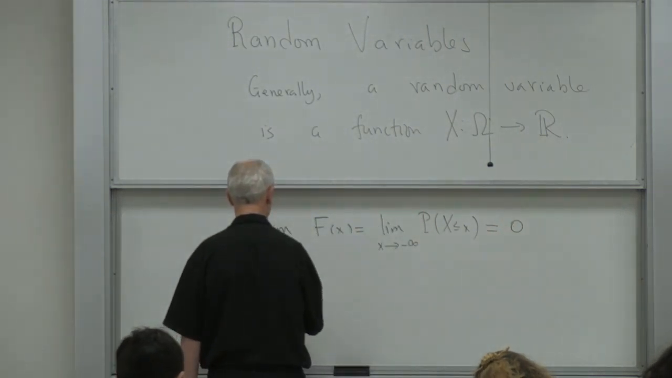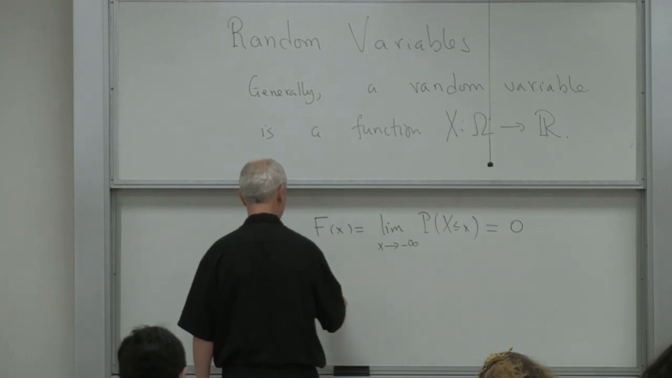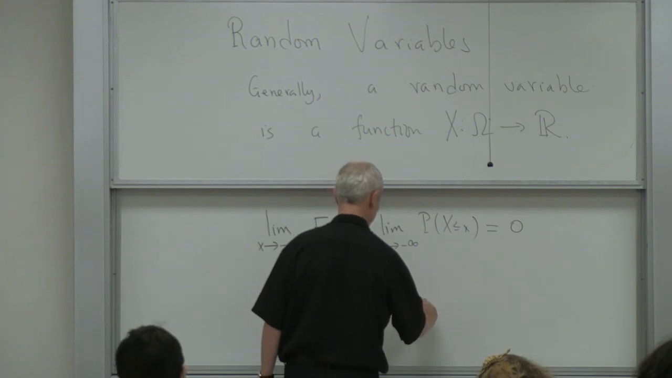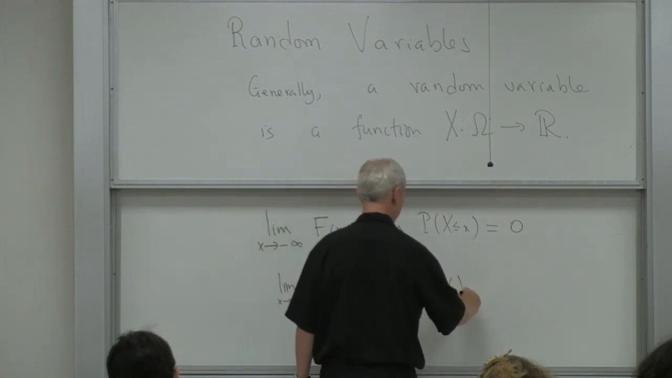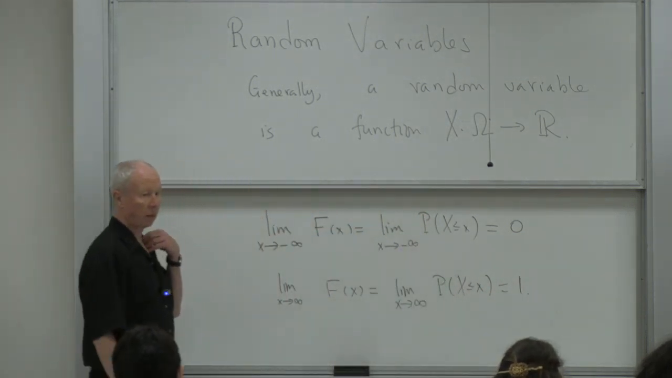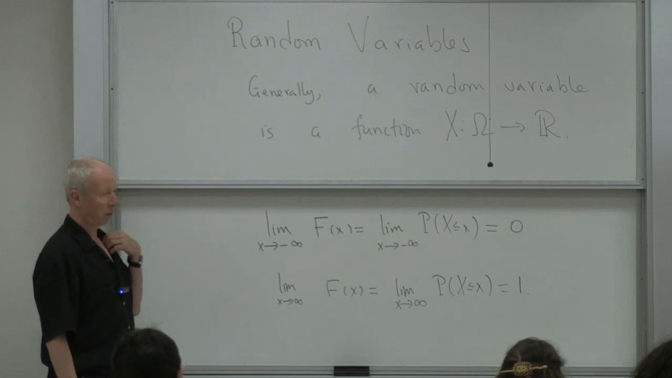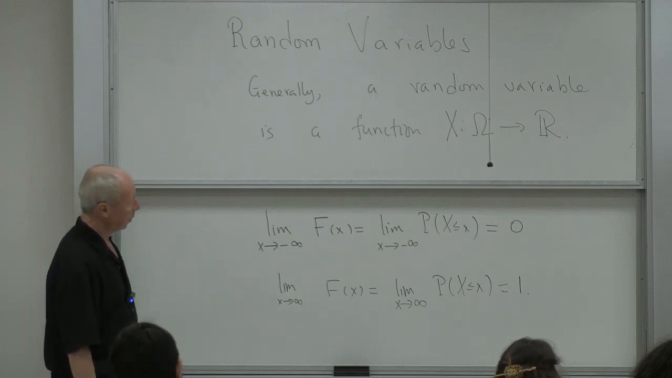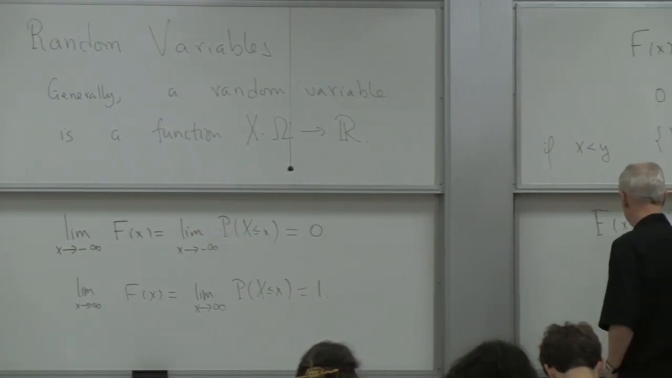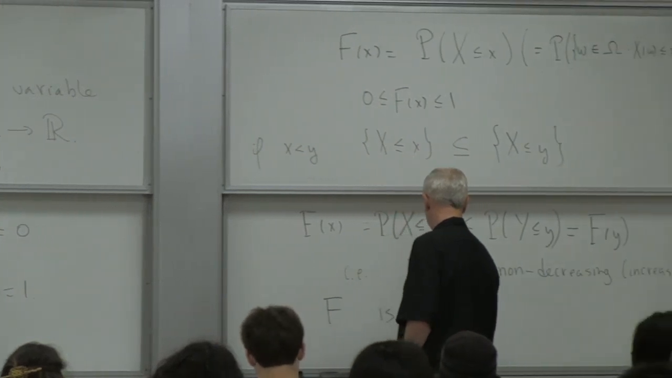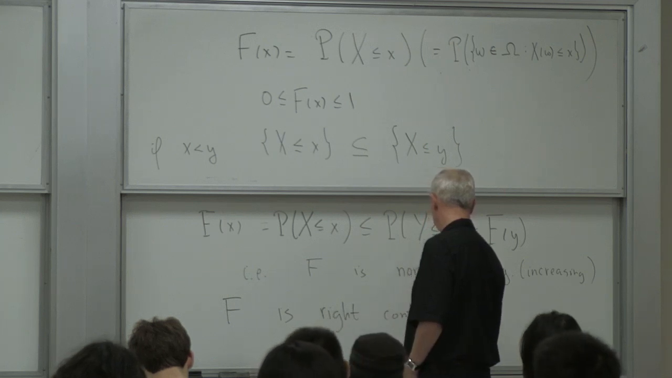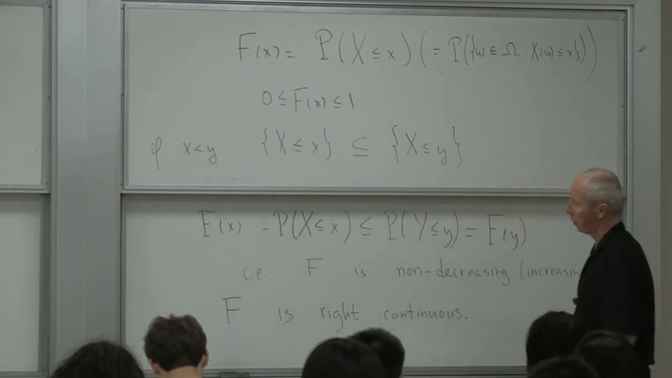And the limit as x goes to plus infinity is 1. Okay, and I guess one other property is that F is right continuous.